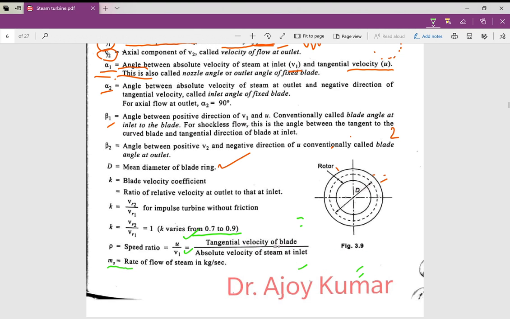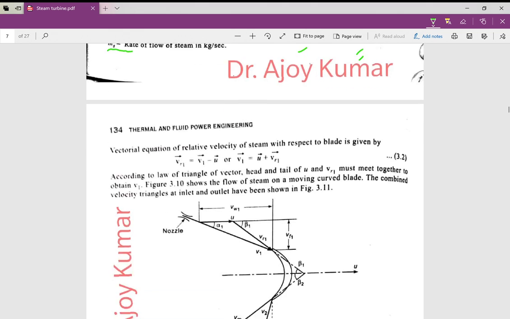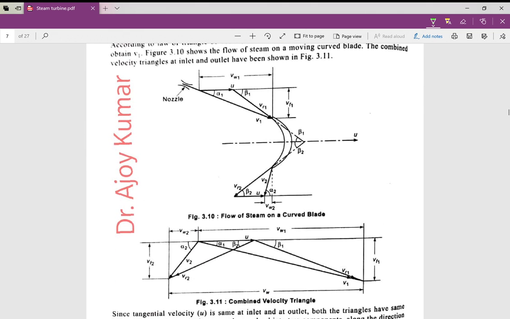So now we will go through and draw the velocity triangle over here. Look at here. This is your nozzle. Through this steam enters. It goes out and enters at the inlet section of the turbine blade. U is your tangential velocity. So it is drawn like this.